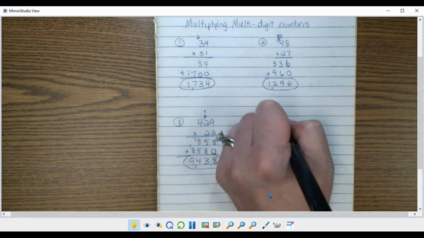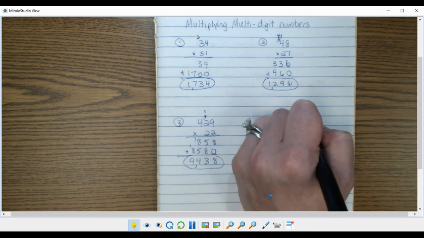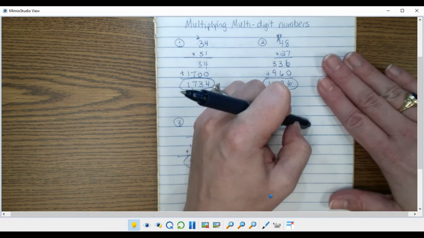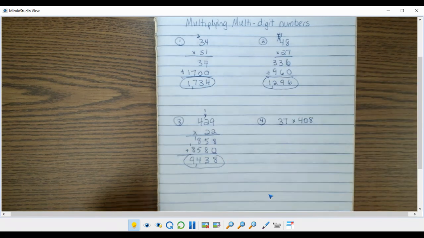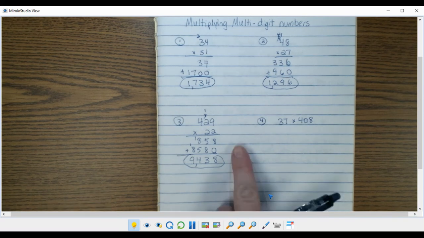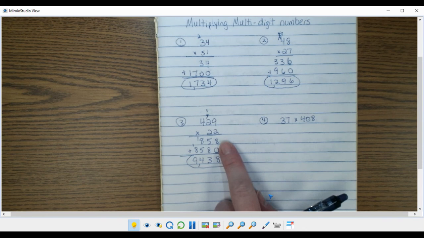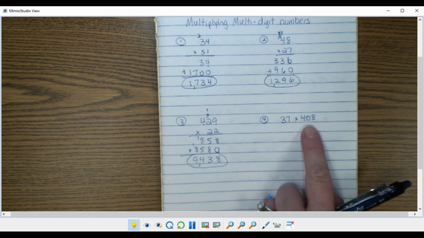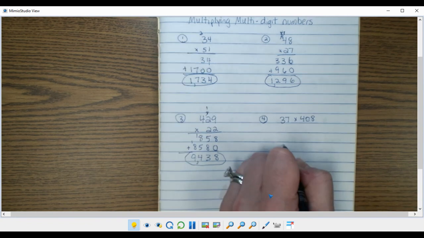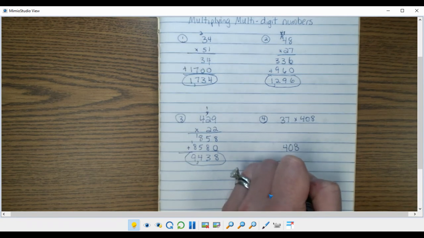Now, I have one more for you. What would you do? 400, I can't even write. There we go. 37 times 408. Most people prefer to multiply vertically like this. You could put either number on top. Even though the 37 comes first, there's something called the commutative property that allows you to switch the order. If I was to set this up vertically, I think I would put the 408 on top.